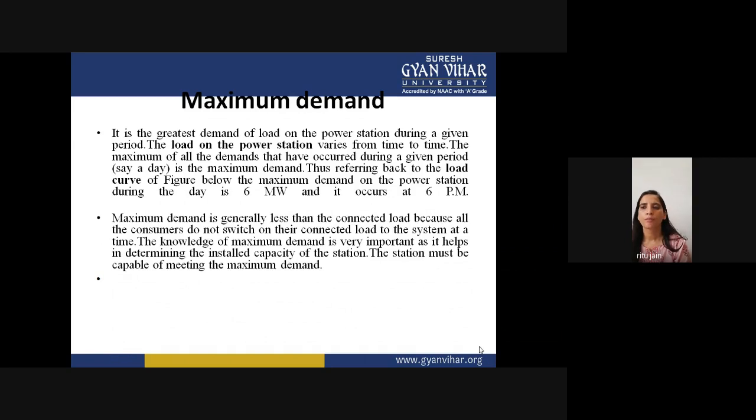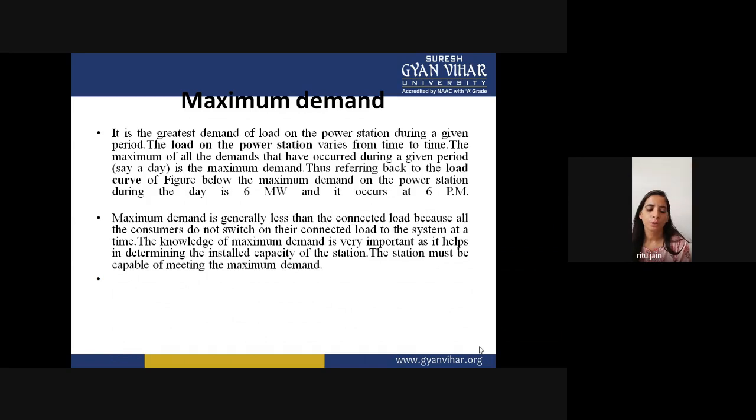So, referring back to the load curve of the figure, which was given in your last lecture, I explained the maximum demand between 6 p.m. or 7 p.m. to 9 p.m. That was 6 megawatt. So maximum demand is a demand which is maximum over all the period. That is your maximum demand. So maximum demand is generally less than the connected load.